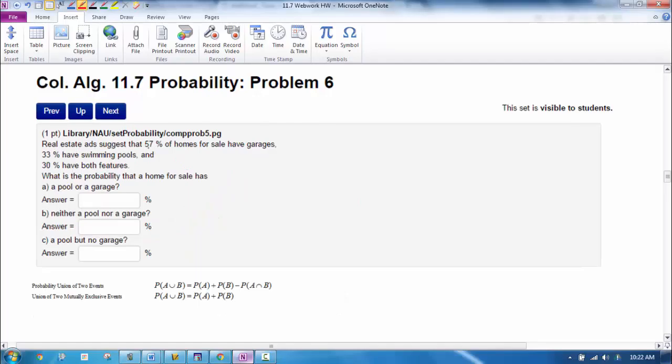Okay, the next problem says 57% of homes have garages, 33% have swimming pools, 30% have both. What's the probability that a home for sale has a pool or a garage? So that's union once again, one or the other. So you add the events and subtract the overlap. So 57% have garages, and we want to keep this as percentages here. 33% have pools, and we want to subtract out the ones that have both, which is 30%. So that ends up being 60.